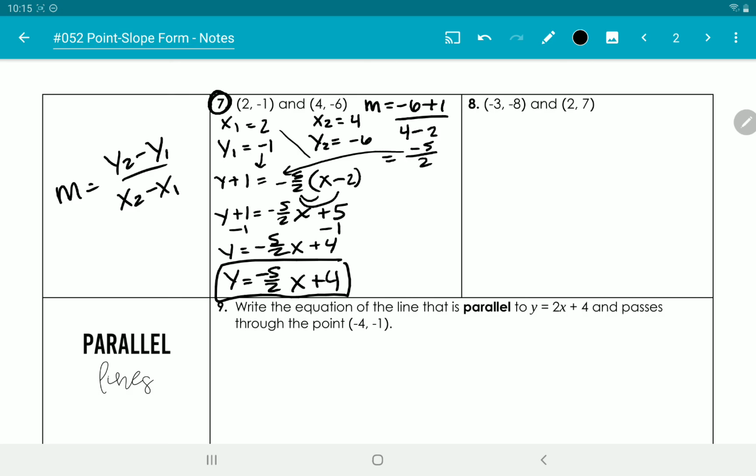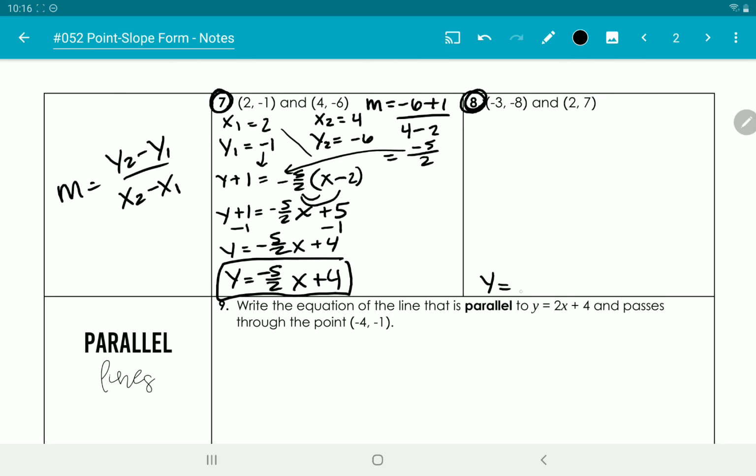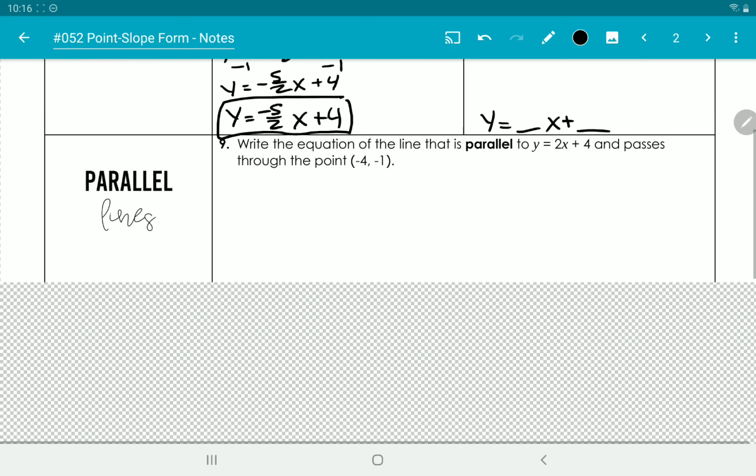Okay? So now that you've seen me do that one, I want you to pause the video and try number 8 on your own. I am not going to give you the answer, but I will tell you y equals something times x, and it is going to be a plus some other number on the other side. All right.